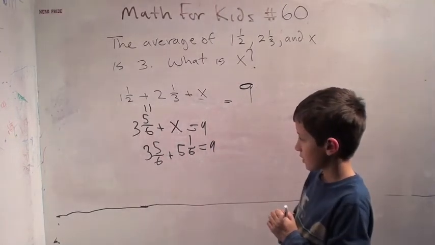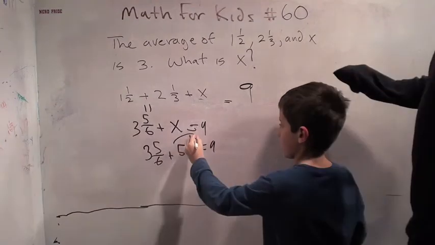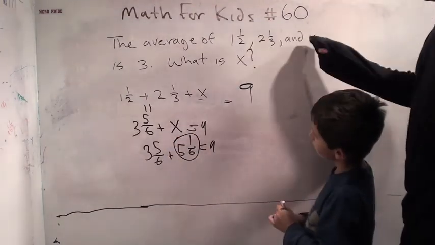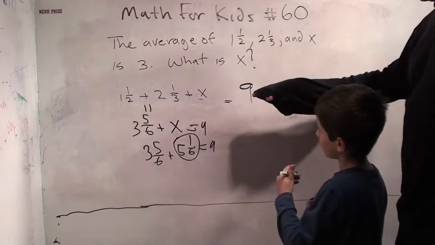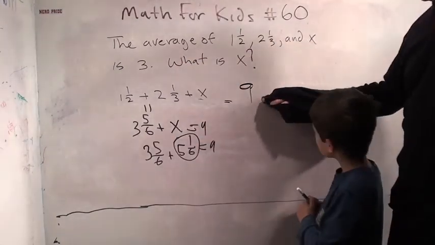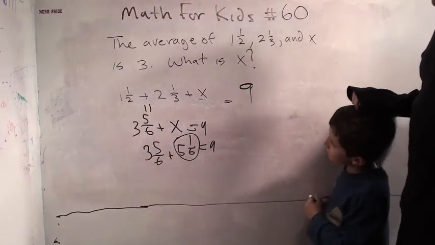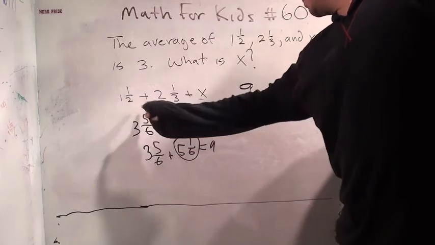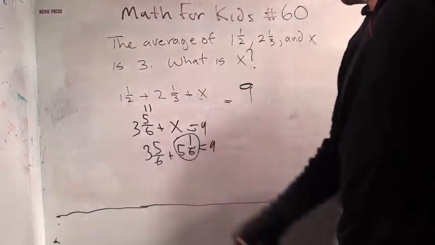Okay, so what we needed to do on this problem is we needed to know what average meant. And average meant add these 3 numbers and divide by 3, and you get 3, which is the same as when you add them up, you get 9. Right? Yeah. Okay, and then you just combined the 1.5 and 2 1/3. You know that 1 plus 2 was 3, and 1/2 plus 1/3 is 5/6.